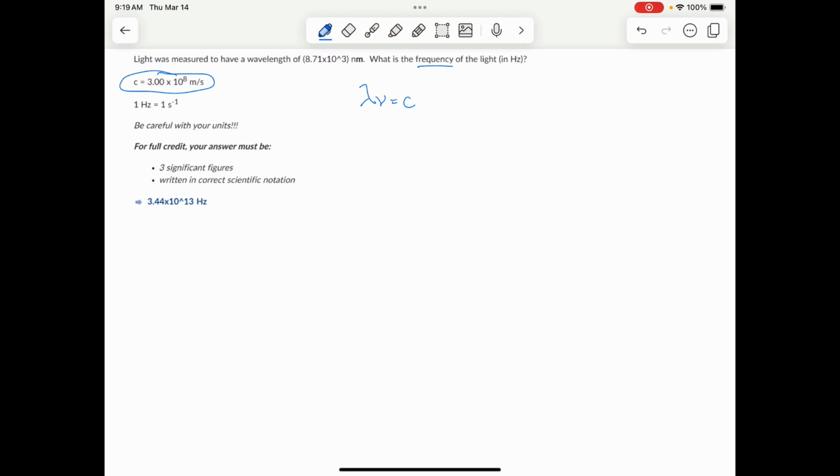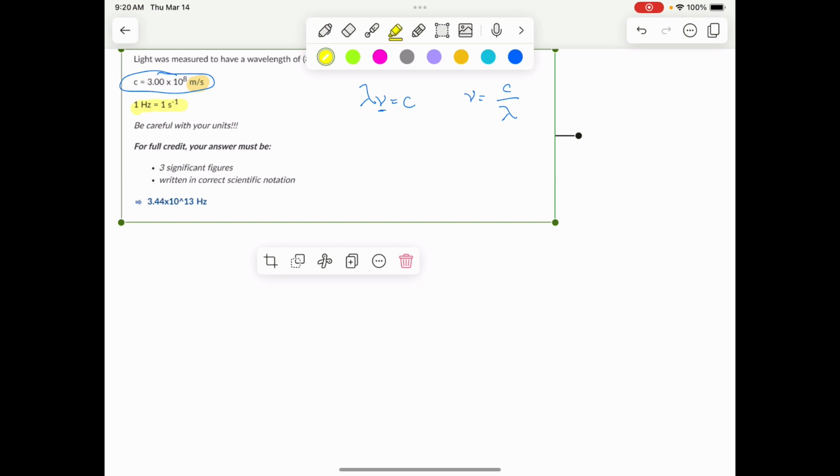We're trying to find the frequency. That's this nu value. It's actually a Greek letter nu, all right? And so that's the equation. Divide both sides by wavelength. Now, since the speed of light has units in meters and seconds, both the wavelength and the frequency need to have units in meters and seconds. And the frequency is in hertz. They want it in hertz, which is 1 over seconds.